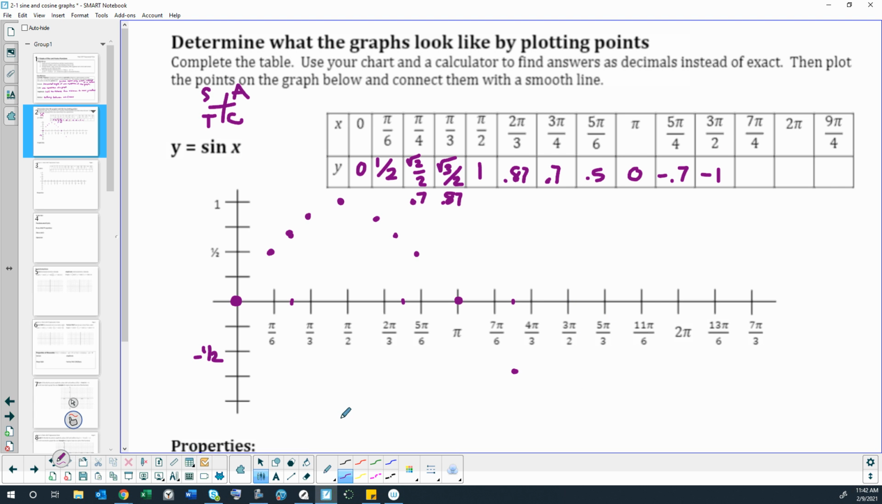So that's here, around there. And then 7pi/4 would be between 5pi/3 and 11pi/6, right? And that should go back up to negative 0.7, so about right there again. And then 2pi is back to 0, and the sine of 0 is 0. Sine of 2pi is 0. What would happen when we go over to 9pi/4?